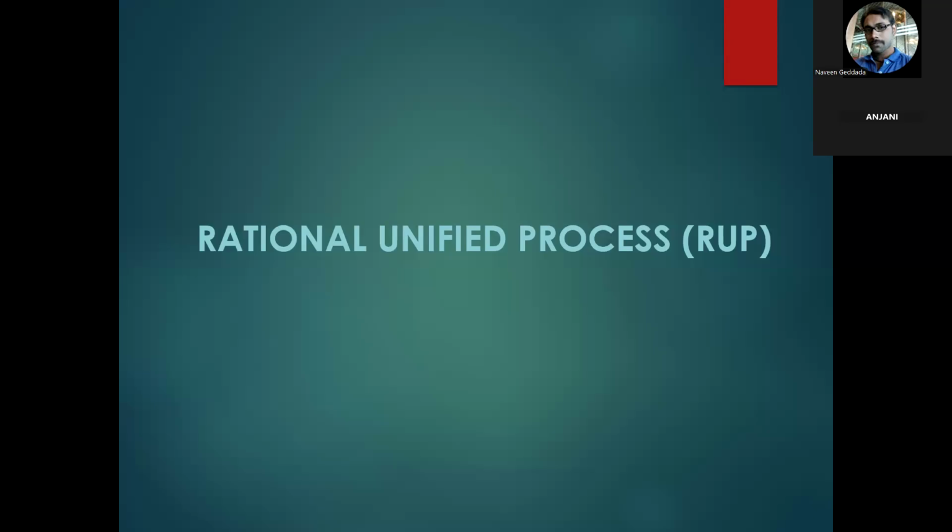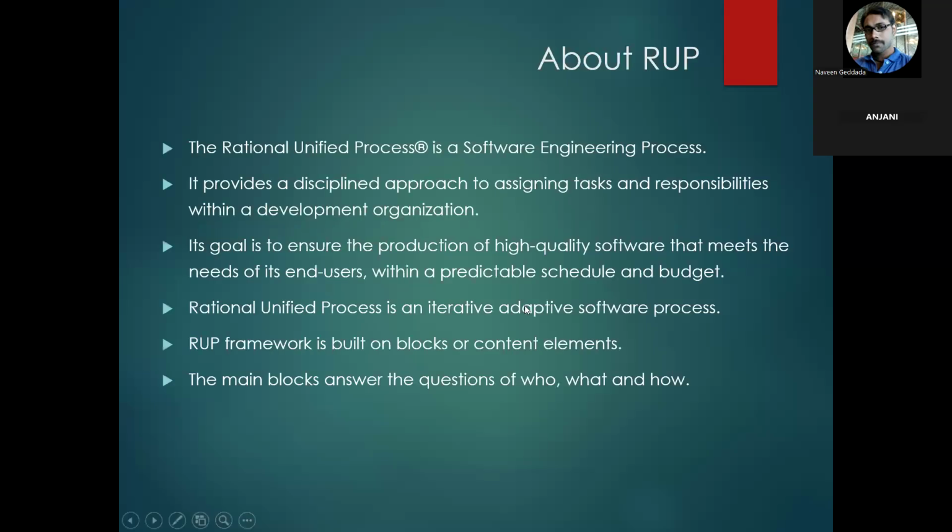Okay, so as we discussed, the RUP is also one of the iterative process models that supports the agile framework. RUP is the Rational Unified Process. It gives a disciplined approach of assigning tasks and responsibilities within a development organization. Its goal is also to ensure the production of high quality software that meets the needs of its end users within a predictable schedule and budget.